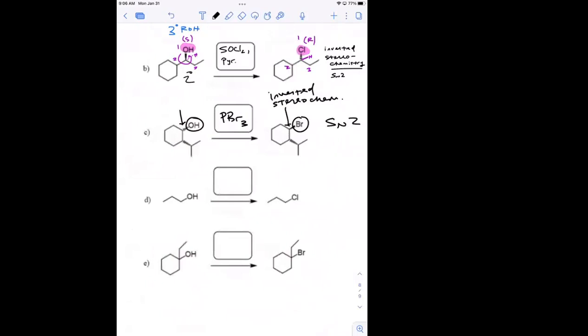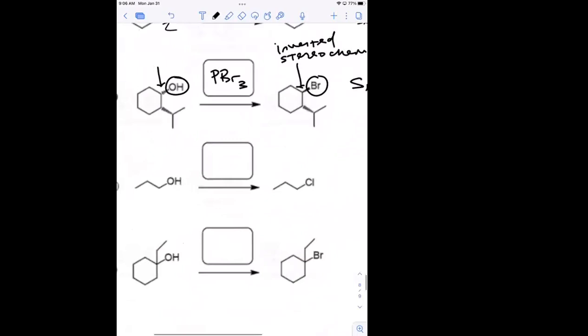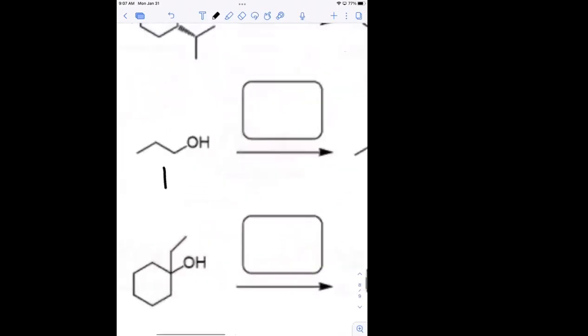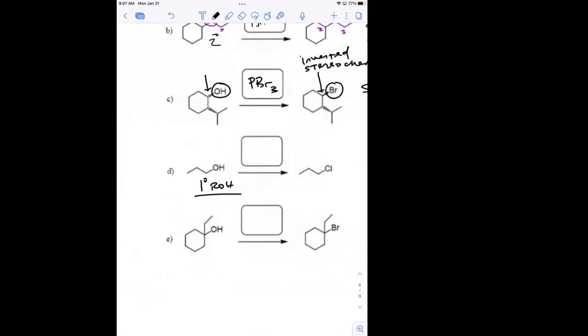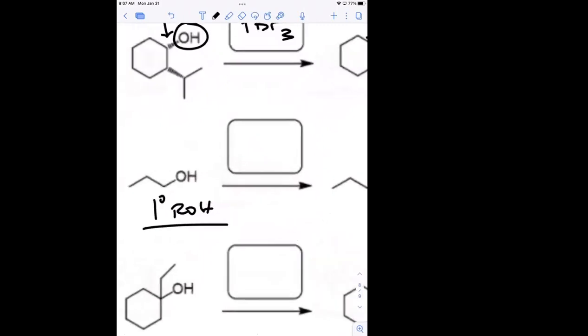Would you use thionyl chloride with pyridine? Why did you pick that? Because the alcohol is primary. Excellent, primary alcohol. You need a reagent that will facilitate that conversion and not involve a carbocation intermediate. So you want to use thionyl chloride and then pyridine.